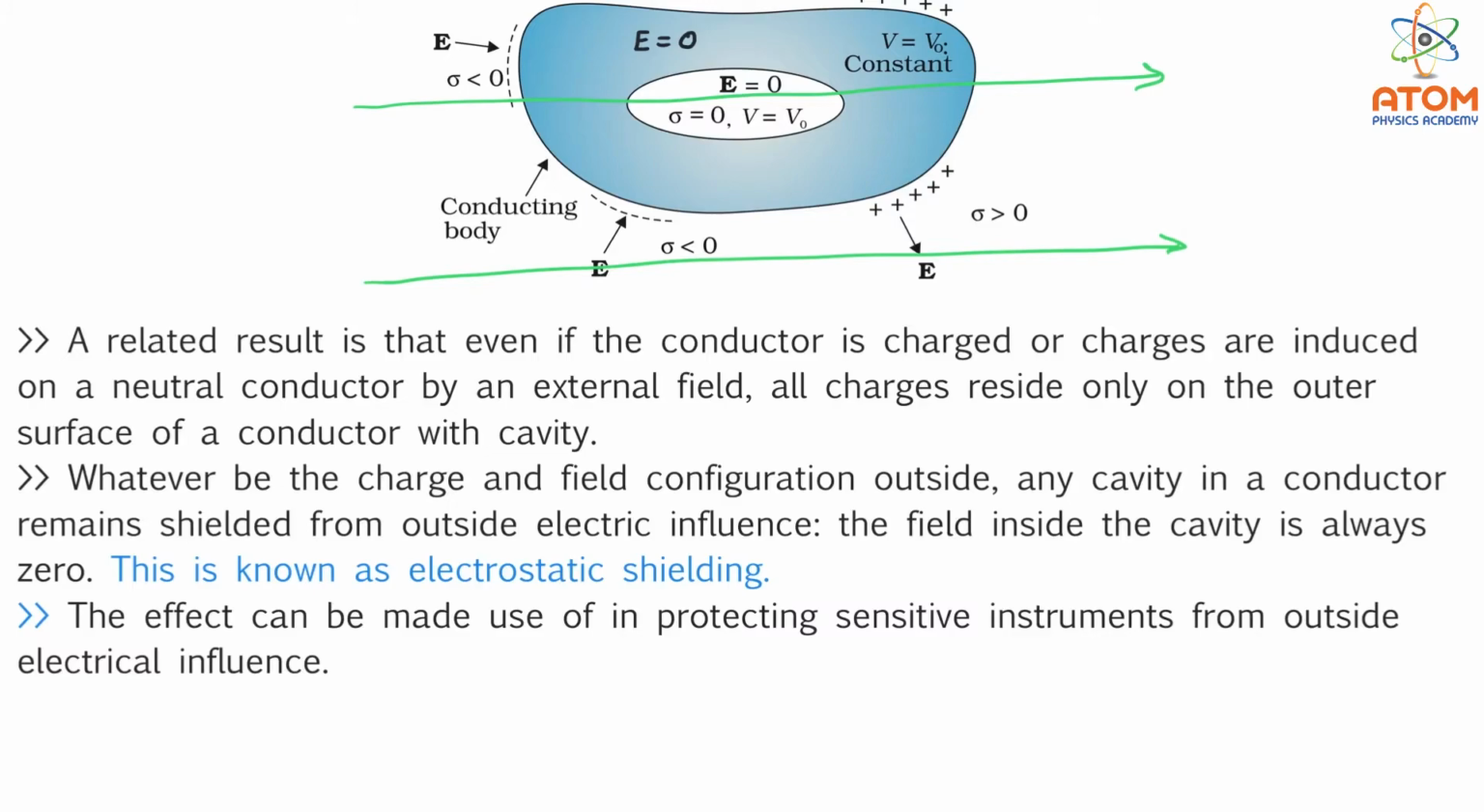The same thing is done for the microprocessor in mobile or any computer. Mobile and computer have microprocessors which are very sensitive to electric field. So they are always covered with a metal plate. Because it is covered by a metal plate, the microprocessor is inside that metal plate. So it gets an electrostatic shielding. That's why this microprocessor remains unaffected from the external electric field or any outside electric influence.